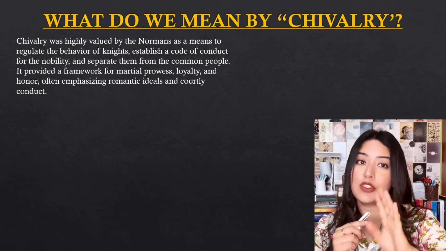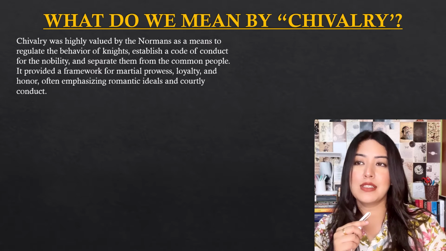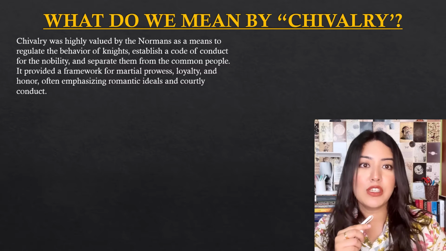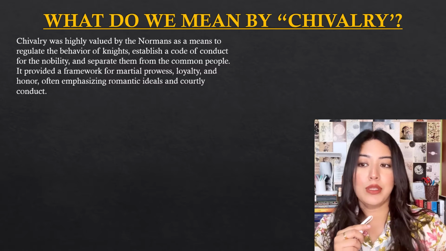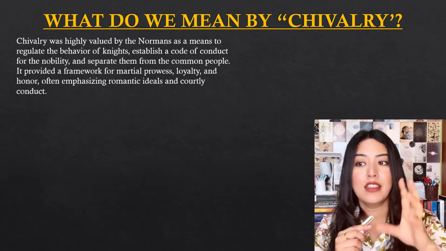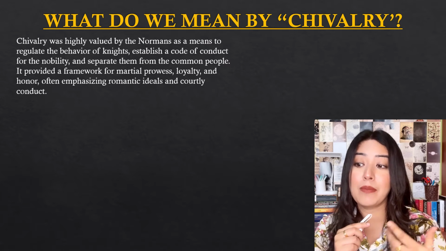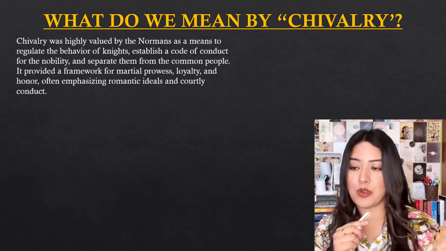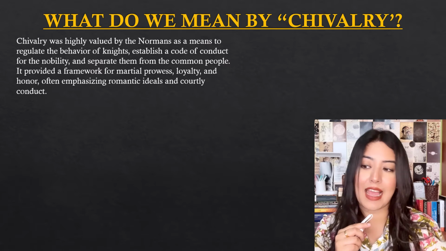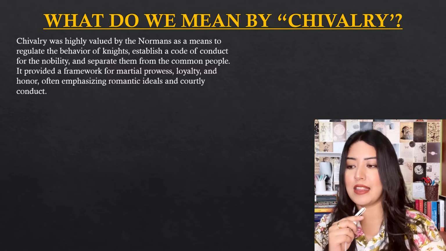In every work of literature of Arthur, you have this ideal of, say, bravery, of courage. You see Arthur being the embodiment of courage, of bravery, of chivalry, of moral codes, with utmost respect to women. It's like that. So you have this code of conduct. It provided a framework for martial prowess, that is, they were strong, loyalty and honor, often emphasizing romantic ideals and courtly conduct. That is, romantic ideals and courtly conduct, let's understand this.